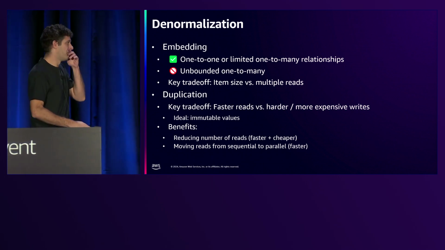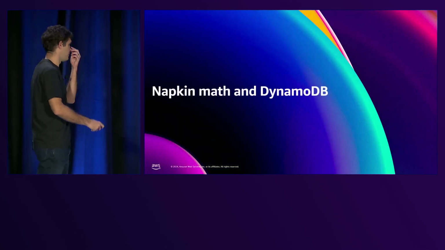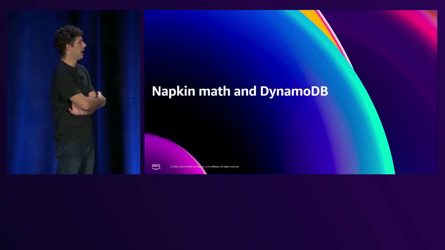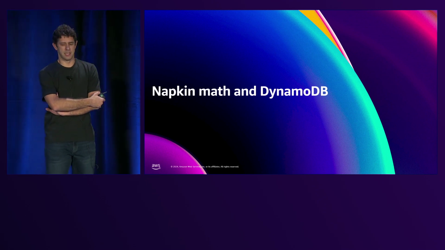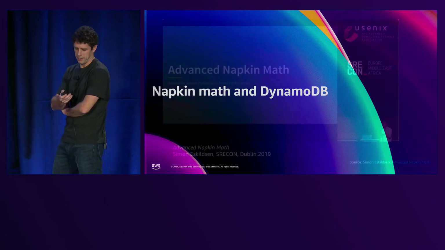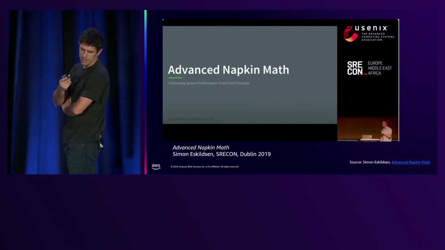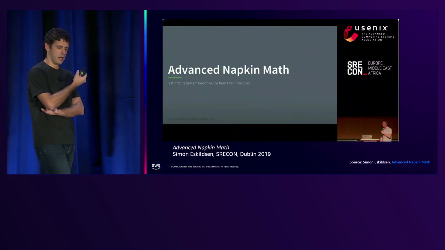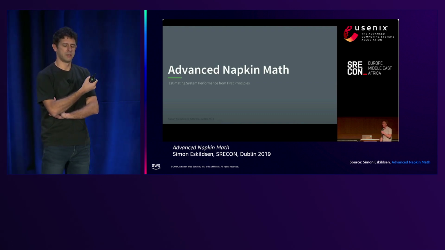All right, so that's some basic stuff. Let's go into a little more advanced things to be thinking about. One thing I've really liked this year and in the last couple of years is thinking about math and Dynamo, and napkin math especially. I found this talk for the first time this year. This is from Simon Eskildsen, who's a really smart guy. He's working on Turbo Puffer now, which is super cool.